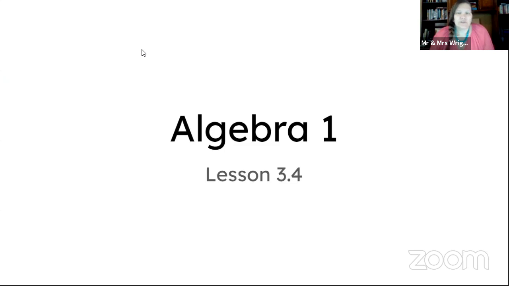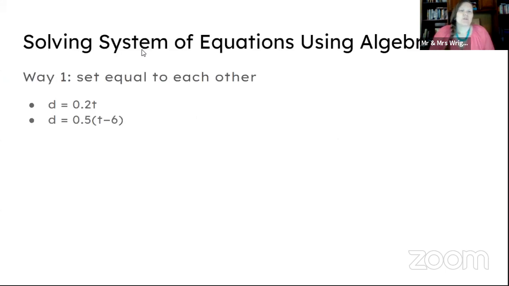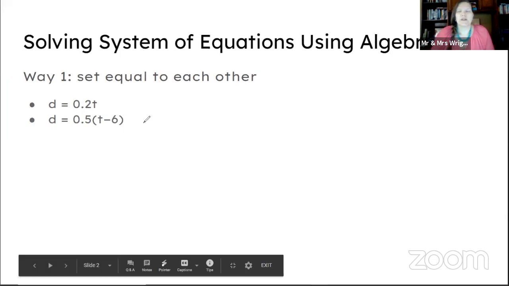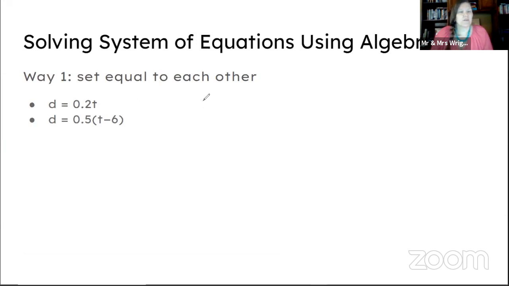So how do you find where two lines intersect? Well, you can use algebra. The first way of using algebra is to set the equations equal to each other. These equations up on the screen might look familiar. They were the first equations we looked at when you were racing a horse and you needed to run faster because the horse caught up to you, right? We solved it using graphing last time, but today we're going to solve it using algebra.